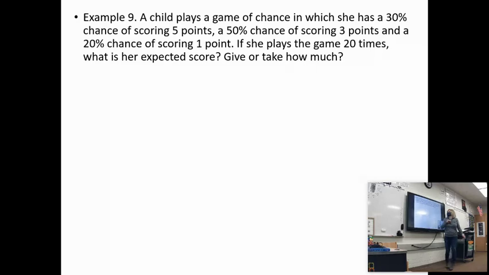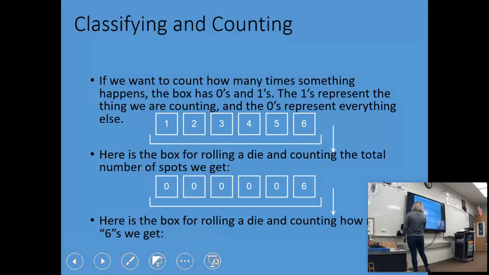But anyway, we have a child who plays a game in which she has a 30% chance of scoring 5 points, 50% chance of scoring 3, and 20% of scoring 1. If she plays it 20 times, what is her expected score? Give or take how much? So think of the box model.